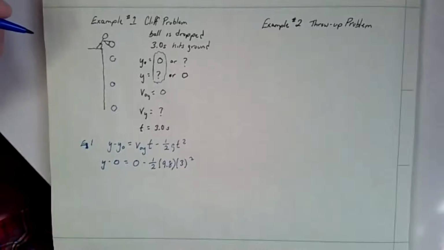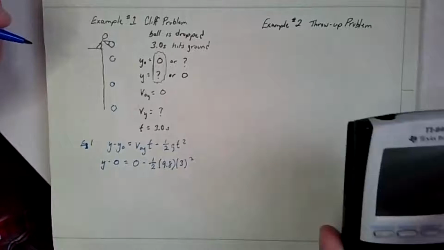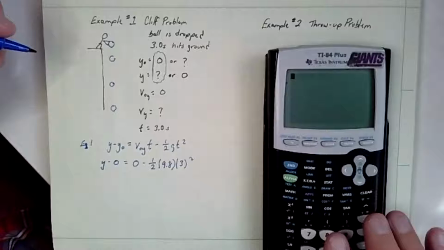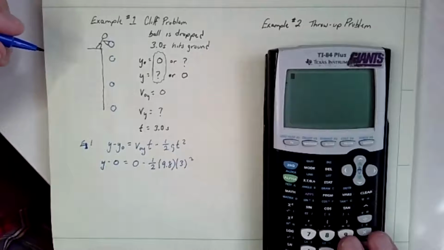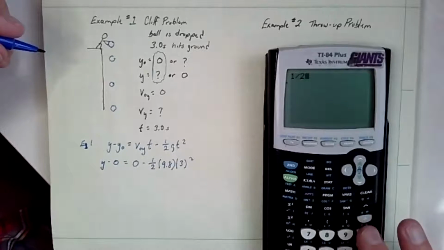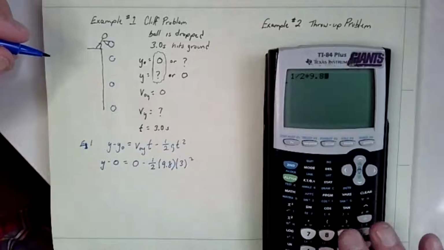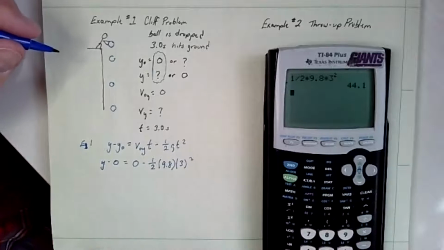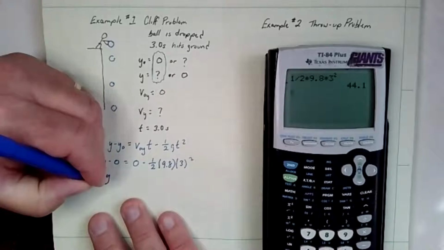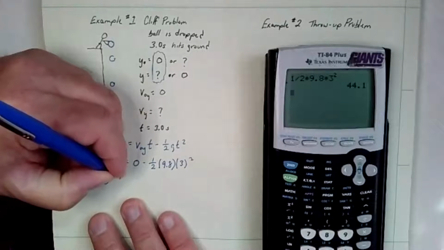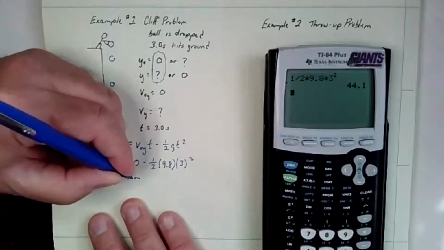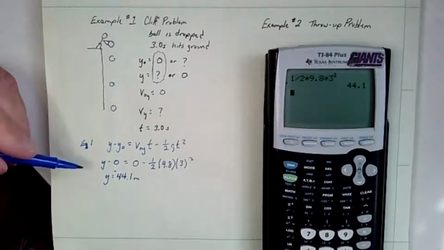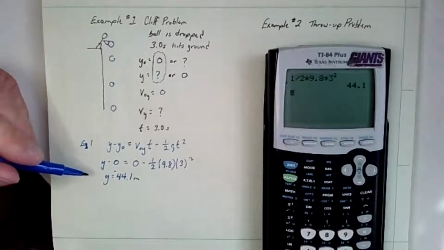So this is great. We don't have a large number of variables to keep track of. So we'll bring in our trusty calculator and see what's up. So 1 divided by 2 times 9.8. I don't really have to worry about the minus sign, times 3 squared. Okay, 44.1. So it's 44.1 meters with a minus sign, meaning that the ball winds up 44.1 meters below where we started.